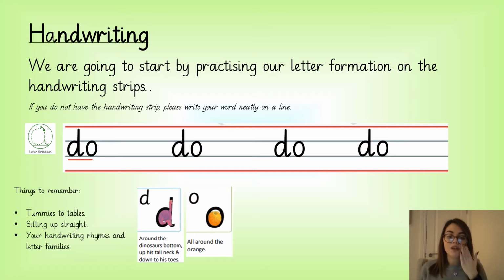We might also want to remember our handwriting rhymes and letter families, and these are down here. They're the rhymes that we use to help us when we're writing the letter D and the letter O so that we can write the word do properly. Now then, the letter D is a round letter and it starts just below the first grey line. We go around the dinosaur's bottom, up his tall neck and down to his toes.